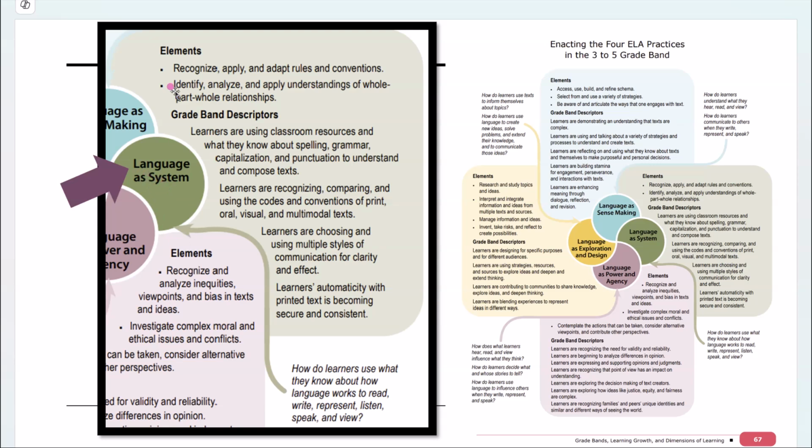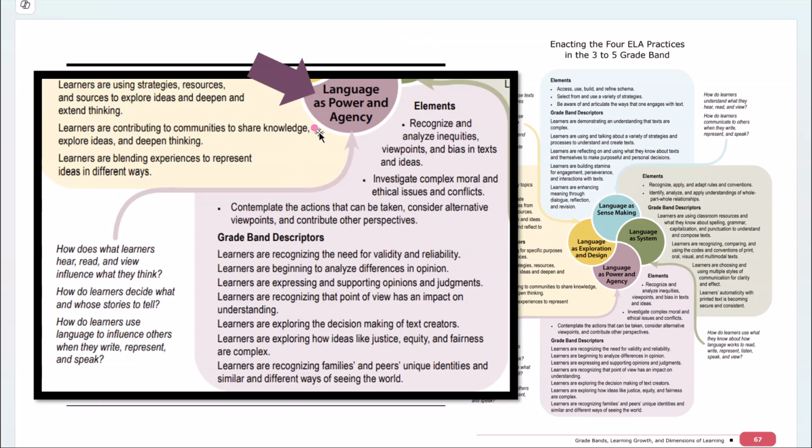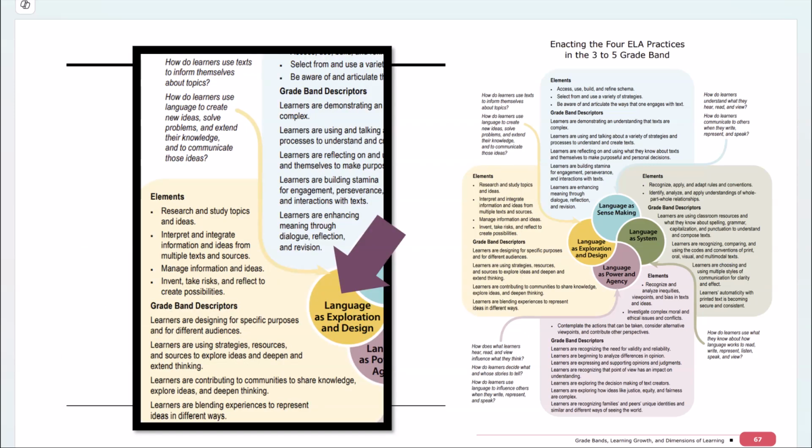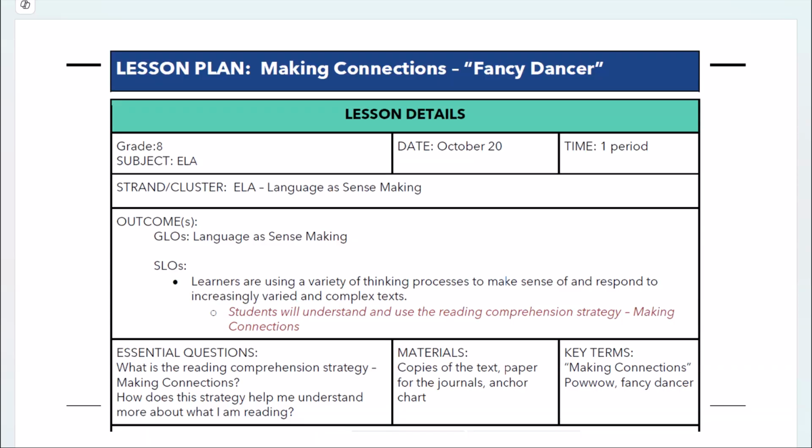So let's go on to the next one, language as system. Okay, and you can read all of this. I'm not going to read it to you, so please pause the video and read it yourself. And then we have language as power and agency. And the final one is language as exploration and design.